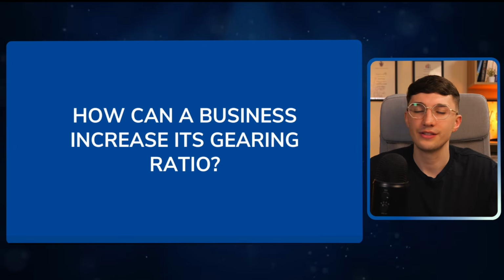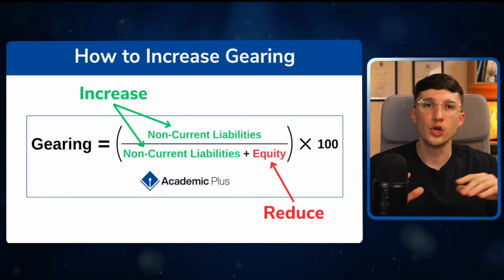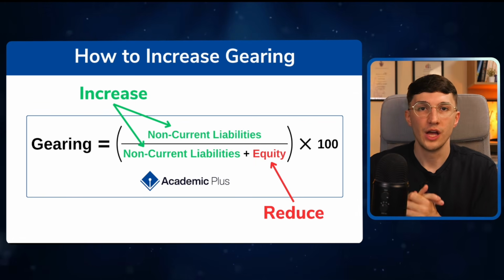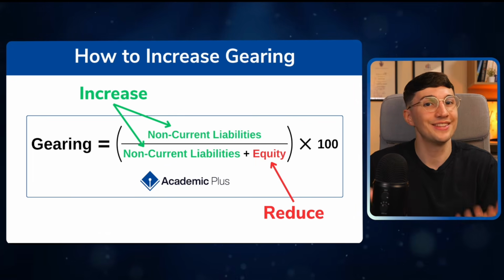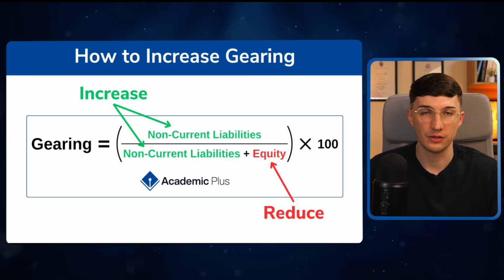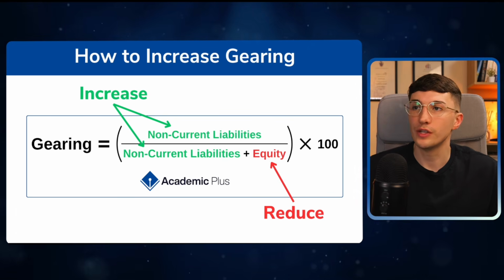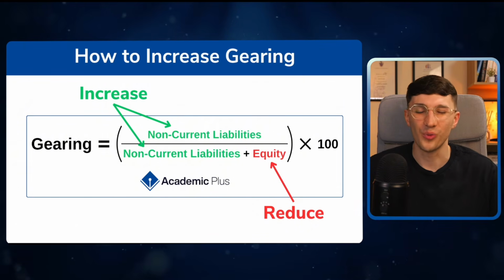So how can a business then look at increasing its gearing ratio? Well, quite simple. Either you look at reducing the amount of equity, so potentially buying back some of the shares, or look at increasing the amount of dividends. Or instead of making lots of profit, focus on sales maximization. Or what we could do is we could look at increasing your non-current liabilities, so taking out more long-term debts.